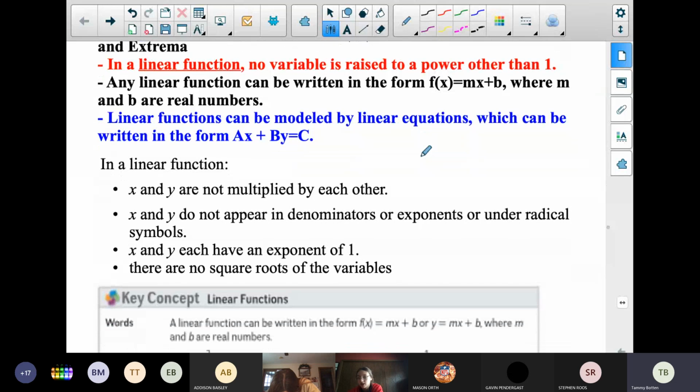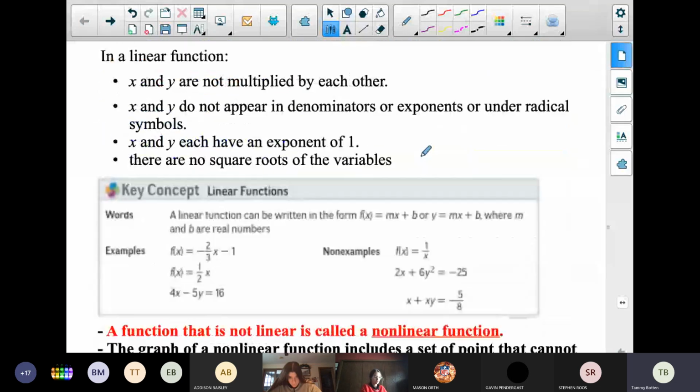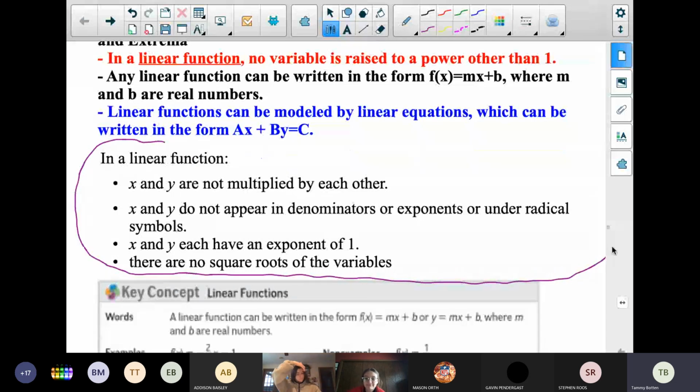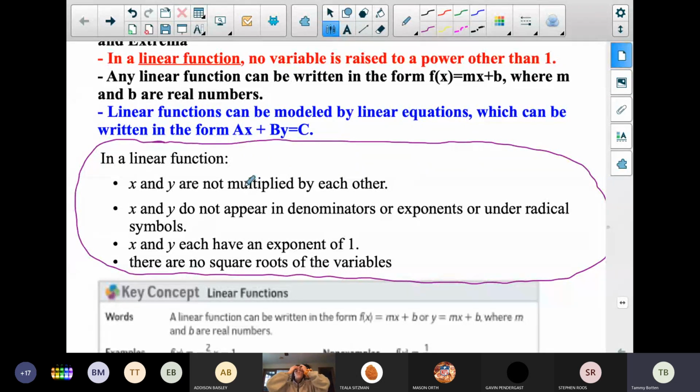The first thing that we are going to do today is talk about whether something is a linear function or not. Basically a linear function is a straight line, okay? So if you have a linear function, these are the rules that make something a linear function or not. The first thing is, you could never have something where x and y are multiplied together. That would not be a function.